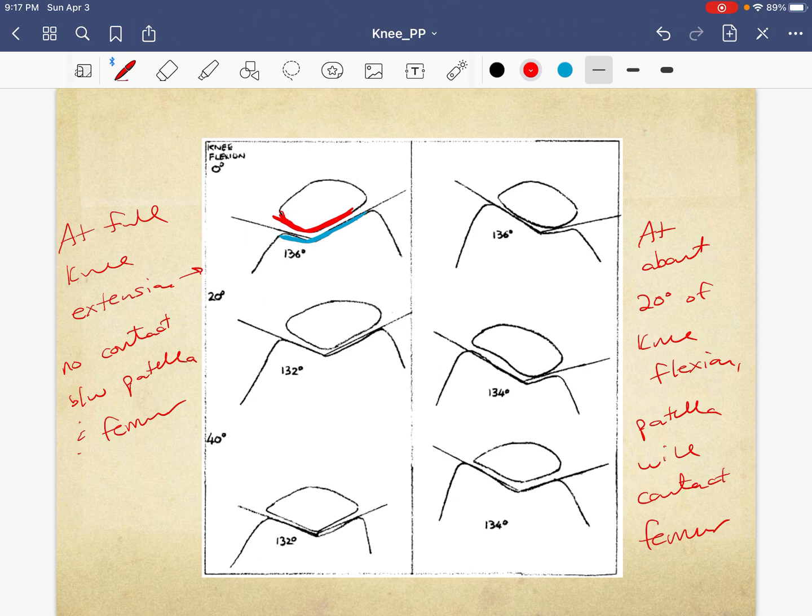At about 20 degrees of flexion, and from there on, it will contact the femur. And by the way, that's what it's trying to show you in this picture. We can see here, 0 degrees knee flexion means full extension. Look, no contact, there's space. At about 20 degrees of knee flexion, we're going to get pretty close to touching. And then from then on, there's some touching between these joint surfaces.